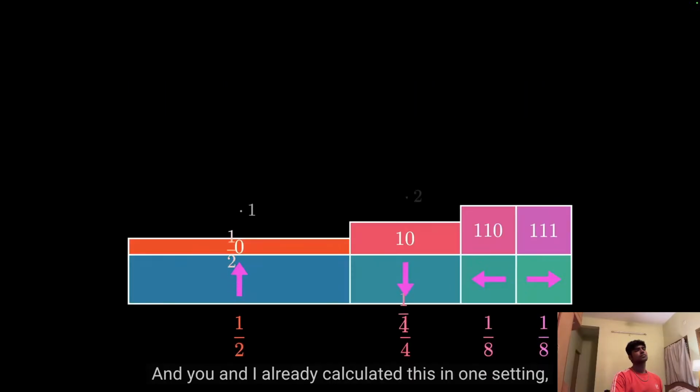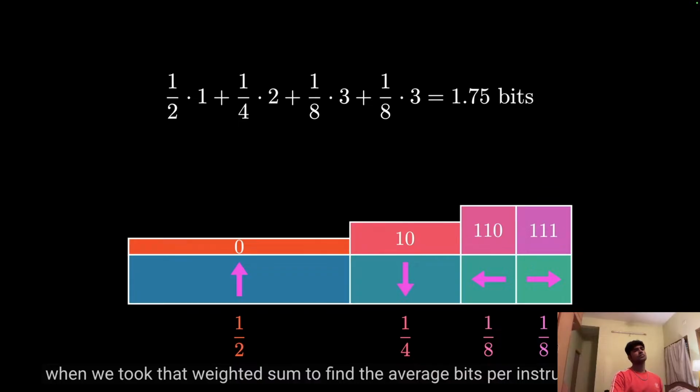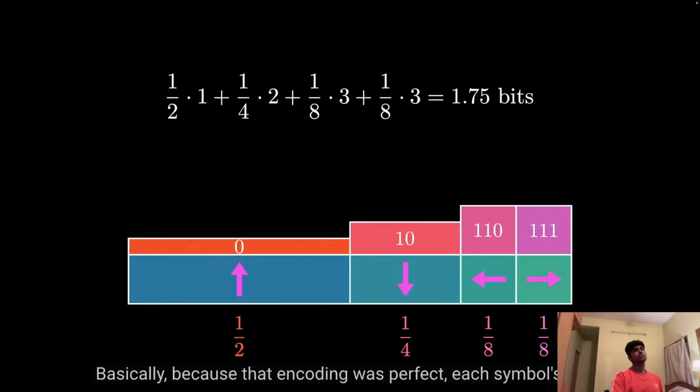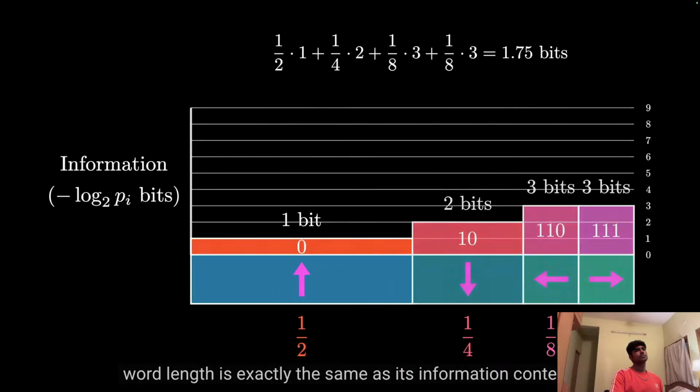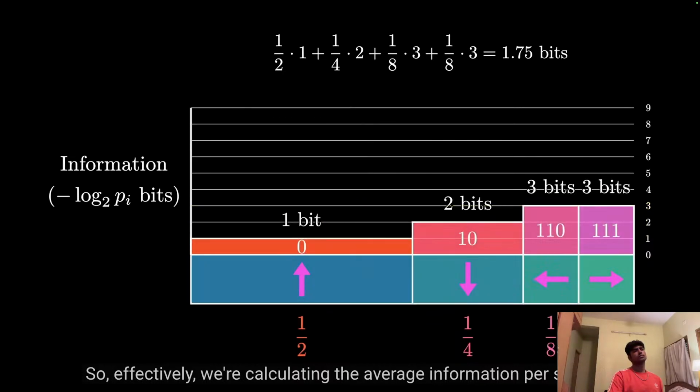And you and I already calculated this in one setting when we took that weighted sum to find the average bits per instruction for the perfect encoding of the robot case. Basically, because that encoding was perfect, each symbol's code word length is exactly the same as its information content. So effectively, we were calculating the average information per symbol. To generalize this, here's how that looks.